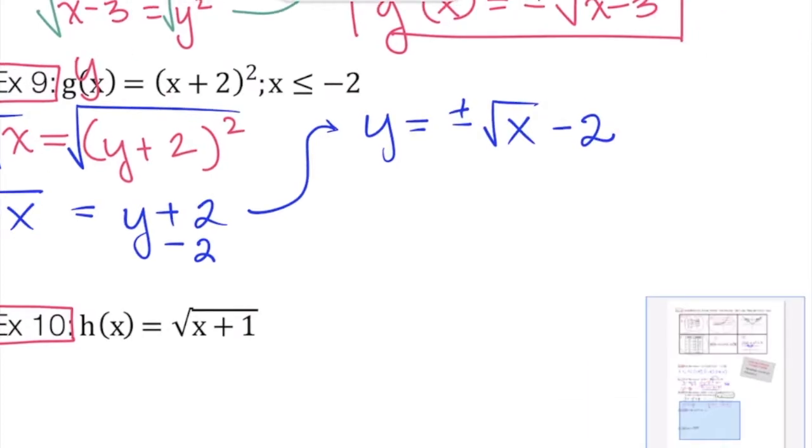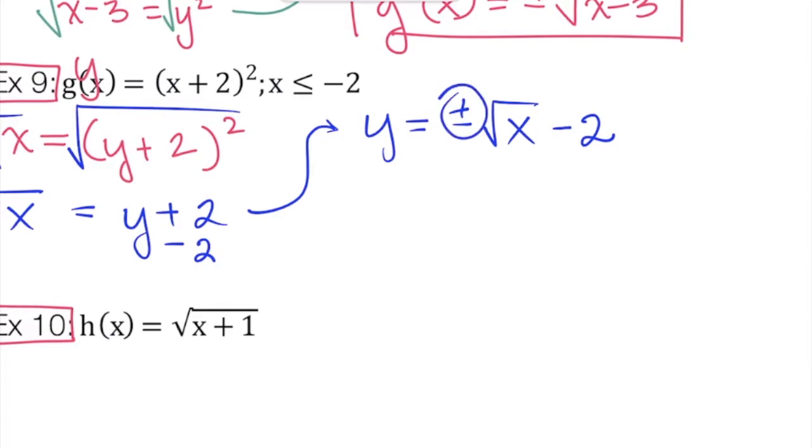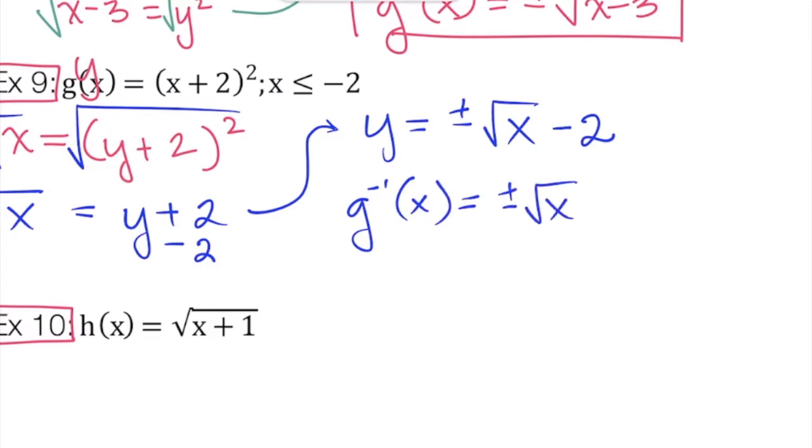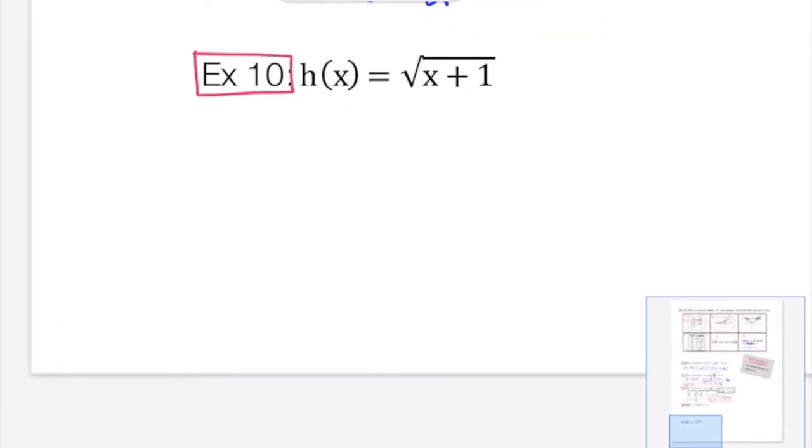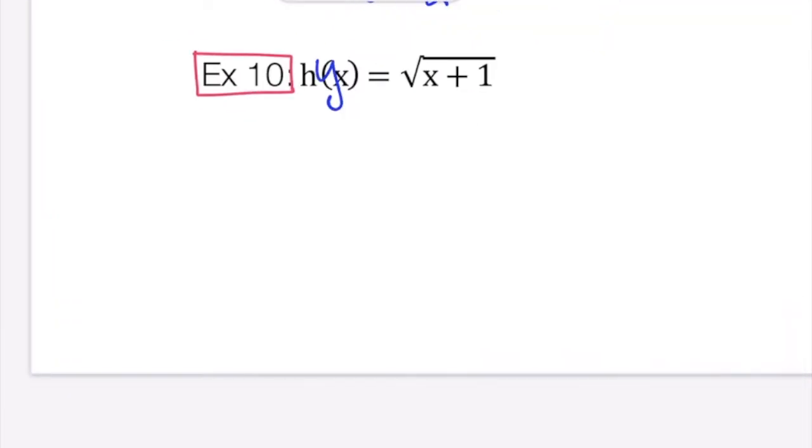Now again, we're going to eliminate either the positive or the negative root right there, so we're going to come back to it. So initially what we have so far is that the inverse of g of x is equal to either the positive or negative root of x minus 2. And finally, again, this is our y value, so we're going to swap our x and y.